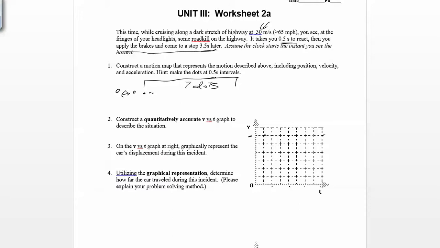Graphically represent the car's displacement during this incident. Remember, what is it about velocity versus time that gives you displacement or distance? And I have talked about this several times. It says utilizing the graphical representation, determine how far the car traveled. Oh, so if we understand what about this graph gives us velocity versus time, we should be able to figure that out.